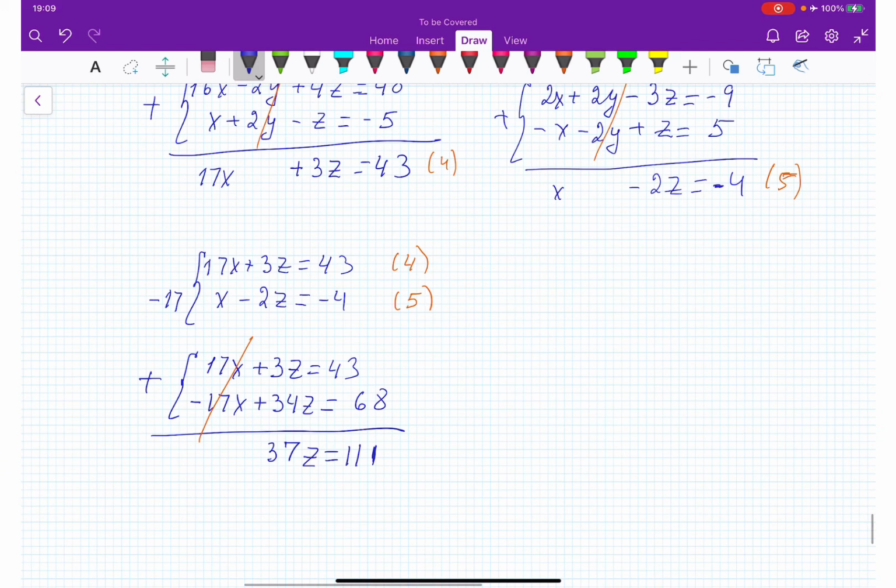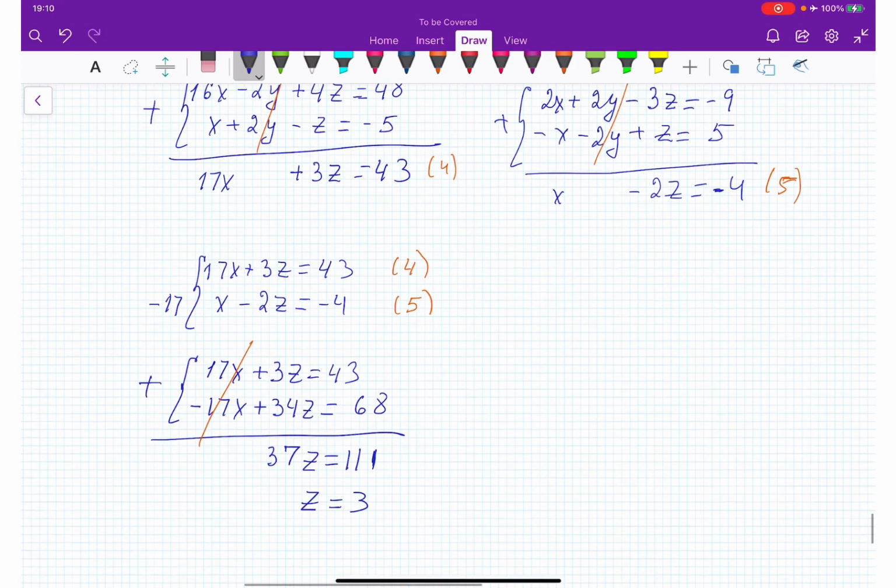Okay, so how much is our z? Let's see if it's divisible. 111 divided by 37 should be 3 times. Yeah, 3 times, perfect. z is equal to 3. Very good. So next we got the z-score.